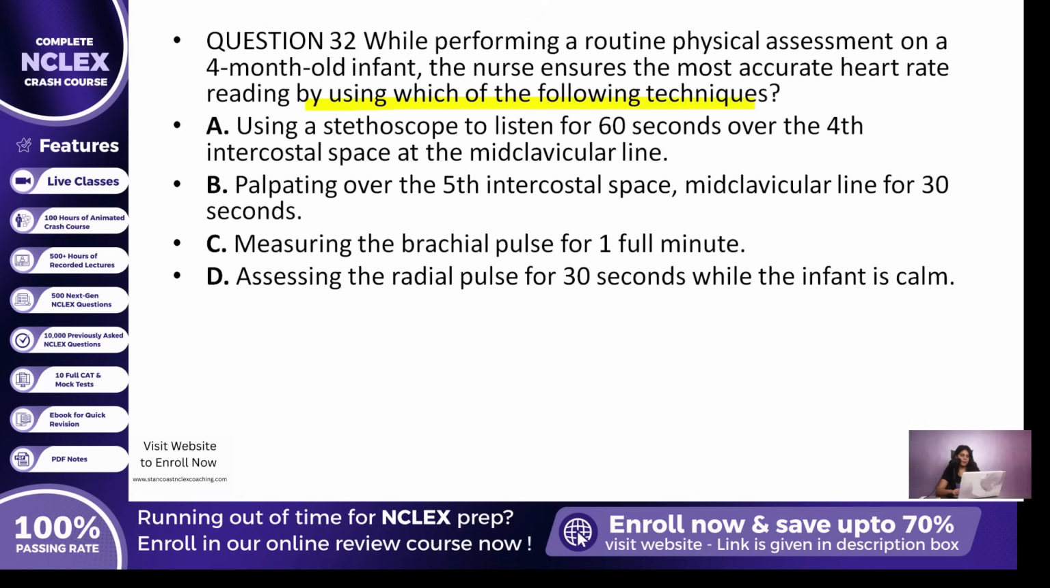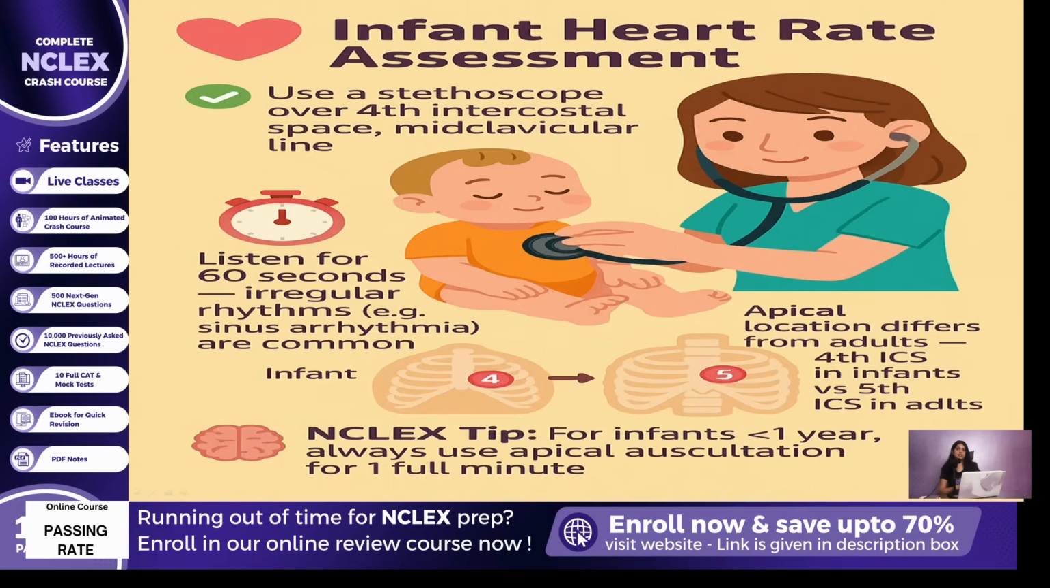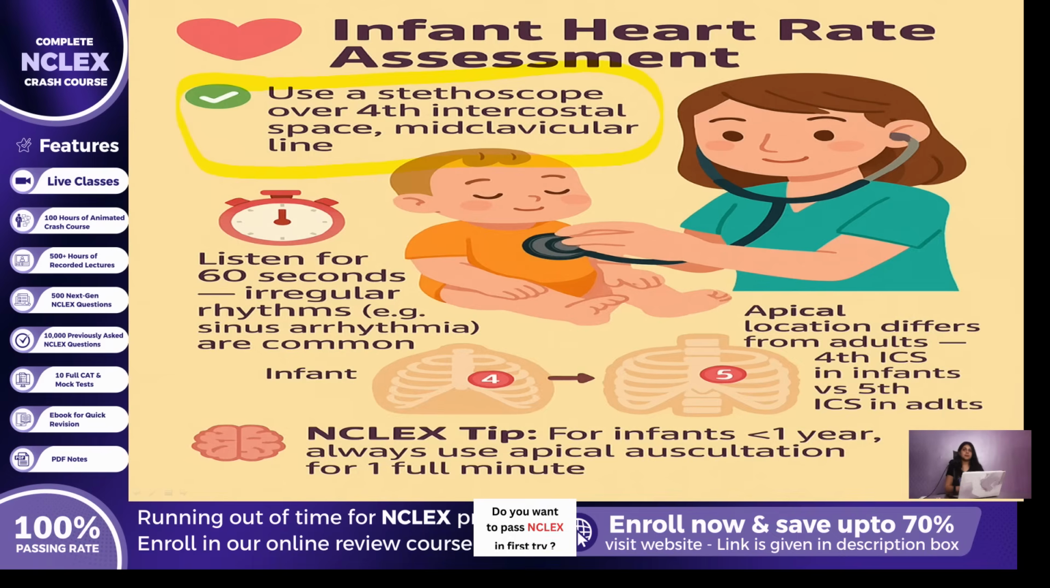The correct answer is Option A, using a stethoscope to listen for 60 seconds over the 4th intercostal space at the mid-clavicular line. In infants under 1 year of age, the most accurate method to assess heart rate is apical auscultation for a full minute, since rhythm irregularities such as sinus arrhythmia are common. The apical impulse in infants is located at the 4th intercostal space, not the 5th like in adults, and using a stethoscope ensures the most reliable reading.